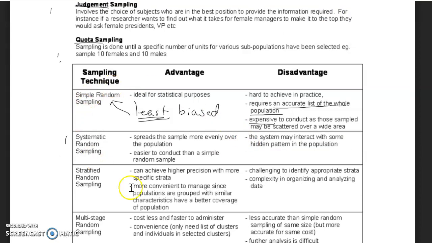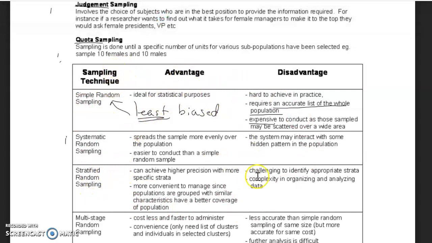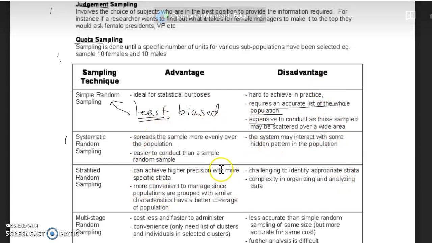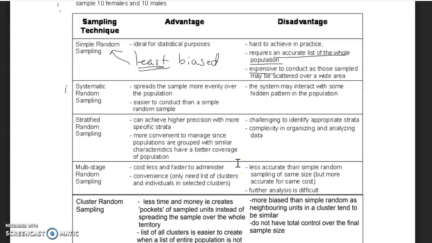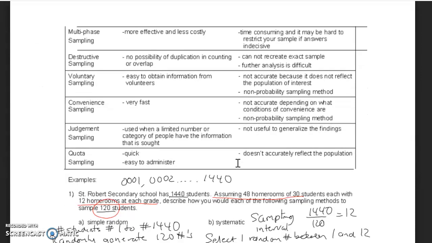Okay, now this table here just lists the different types of sampling methods, advantages and disadvantages. Some of this you don't really need to know. Just read it over once or so. I got these from Stats Canada. So they're all here and here and here, advantages and disadvantages.